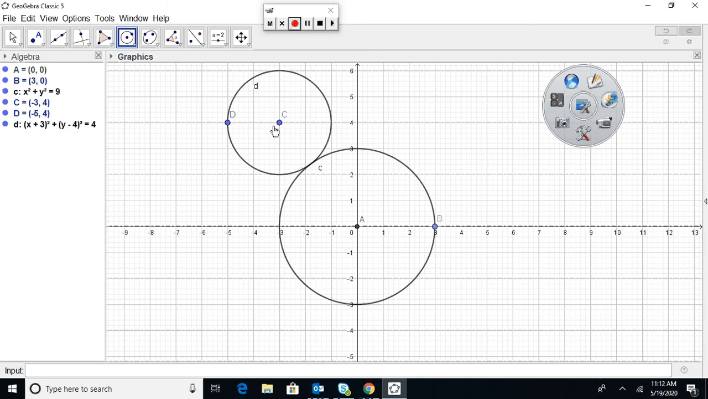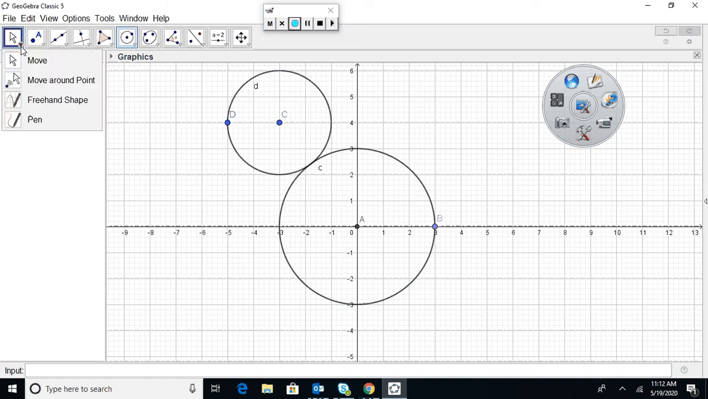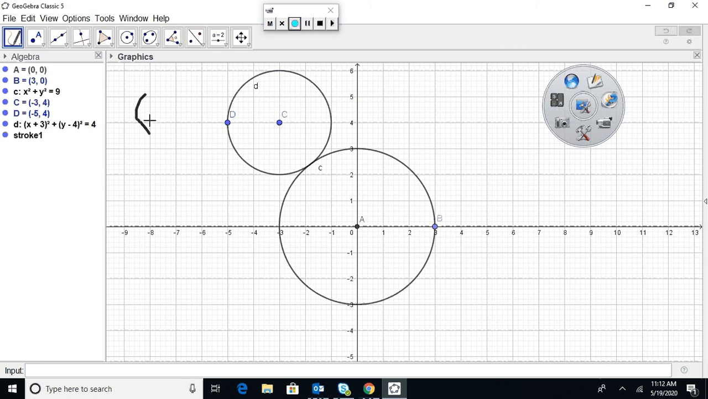Well, what would the coordinate be? What's the center of this circle? It's negative 3, positive 4. So my center is negative 3, comma, positive 4. And now look, that's some mouse pen skills right there.